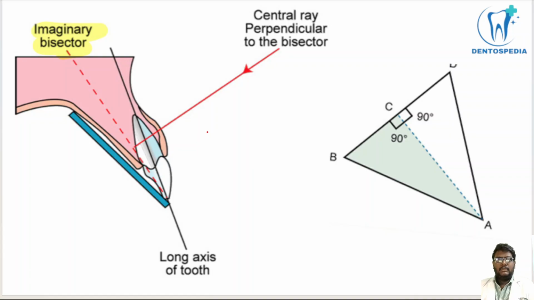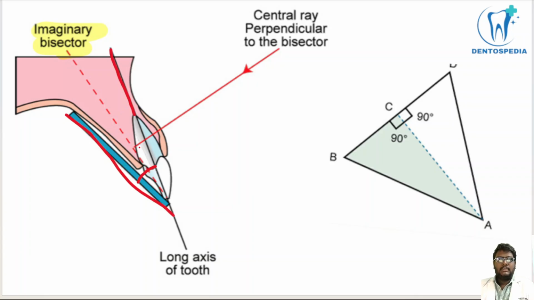In this figure, you can see this is the long axis of the tooth, and this is the long axis of the film, and they make an angle. This angle is bisected by an imaginary bisector. We have to imagine that, and we have to project the X-rays in such a way that they are perpendicular to the bisector, not in relation to the long axis of the film, and not in relation to the long axis of the tooth.